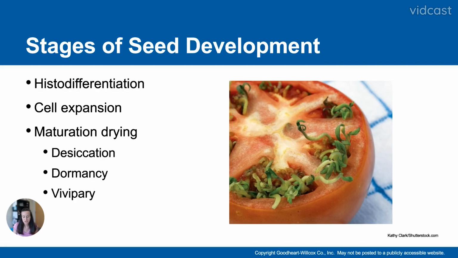In the cell expansion stage, that's where your seeds are going to really quickly increase in size. So the cell enlargement is due to accumulation of food reserves in the form of carbohydrates, fats, oils, and proteins. So these seeds are also going to need those things so that they can grow and have the energy they need while they're underground. Maturation drying is our third stage of seed development.